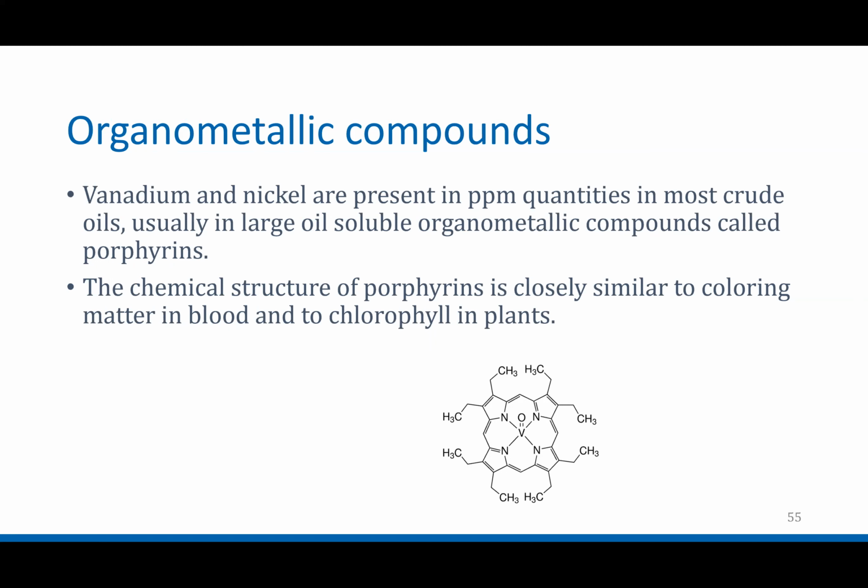Typical organometallic compounds that you might find would include vanadium and nickel. They can be present in parts per million amounts, so very small. And usually they're in oil-soluble compounds called porphyrins, which you do not need to memorize. But what's interesting about this chemical is it's very similar to the coloring matter, the chemicals that give blood and chlorophyll in plants color. So this would make sense if you think about where crude oil comes from, right?